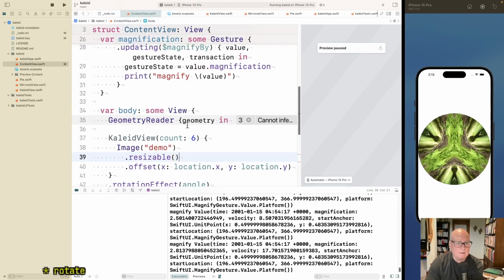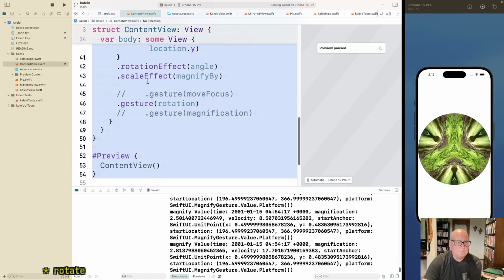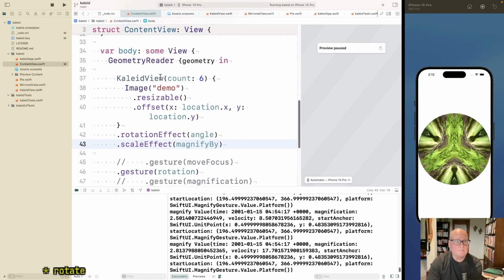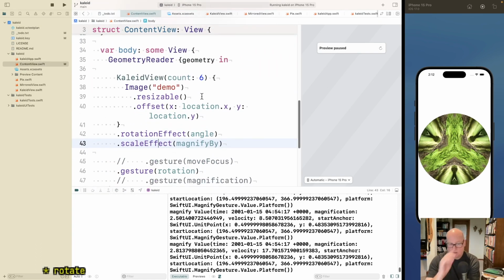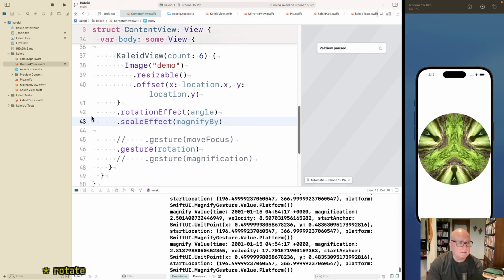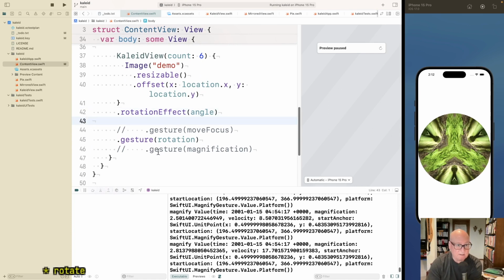Okay. And now, okay. I think I can make this do something. All right, I'm going to take out scale effect. Actually, I'm going to totally take that one out because I don't think we need magnify.